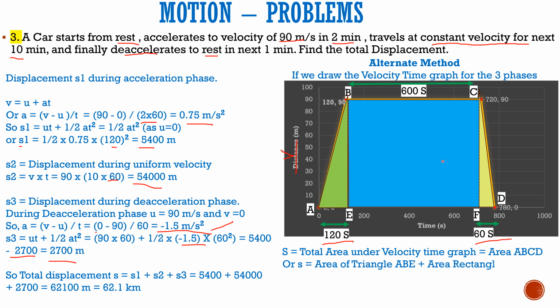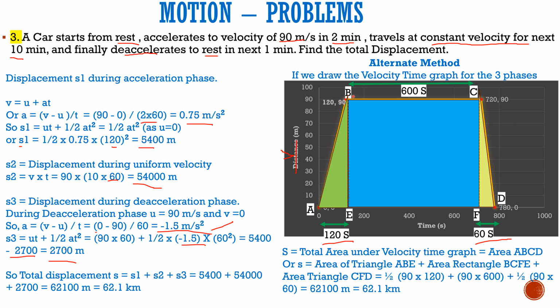So we can quickly calculate the areas of the two triangles and the rectangle, and we will get the value. So triangle area is half into perpendicular into base. So we will say this part is 90, of course, and this is 120. So half into 90 into 120. Middle one is directly we can multiply the sides. So it is 600 into 90. So we got this value, and then the third one is half into 90 into 60, this third part.